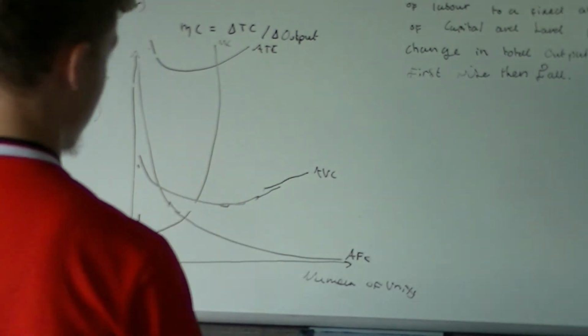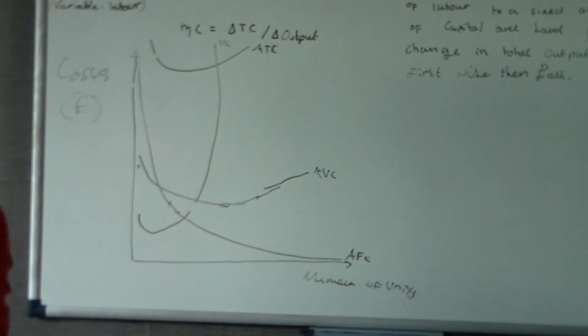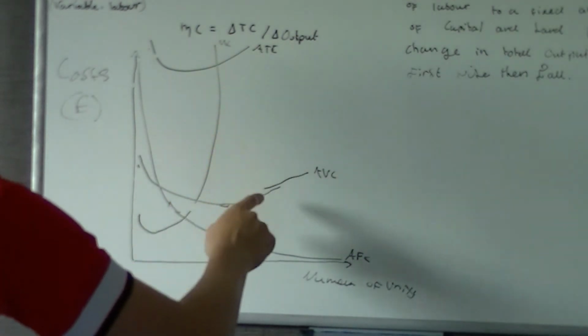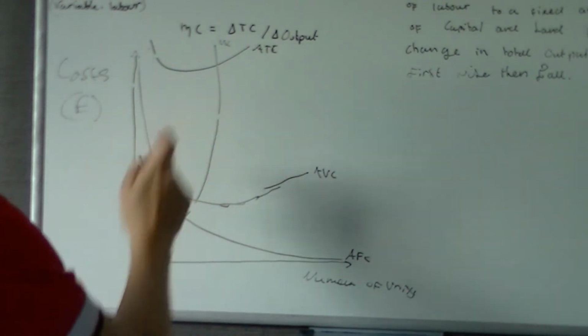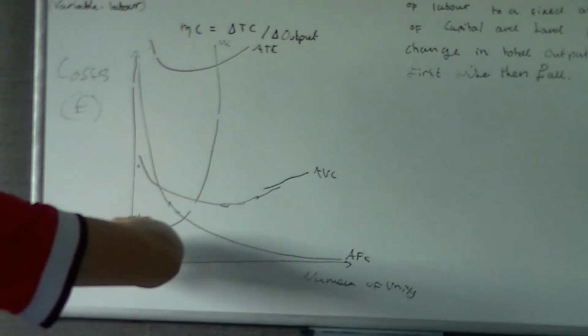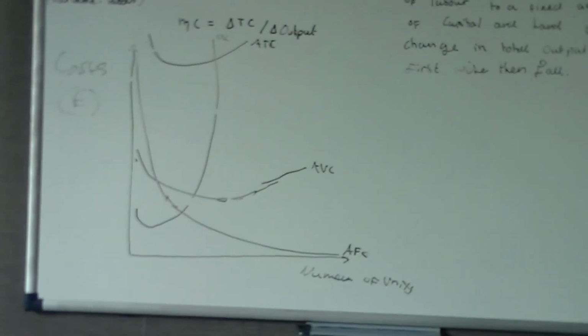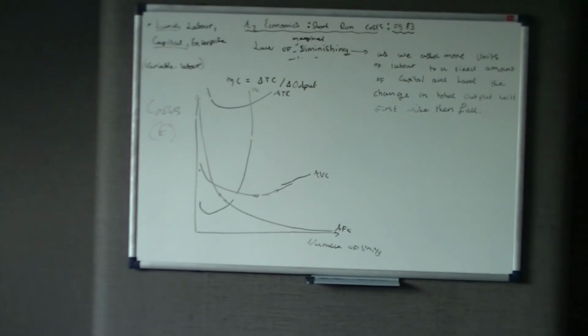And that's why it cut through the bottom of the average total cost there. Obviously, marginal cost is the change in total cost over the change in output, so you can relate it to that if you wanted. But basically, this is just due to the law of diminishing returns, and that's all this marginal cost curve is. So hopefully that's been quite self-explanatory, and you can see why they didn't mention that in business, because you do need to know your economics terms for that.